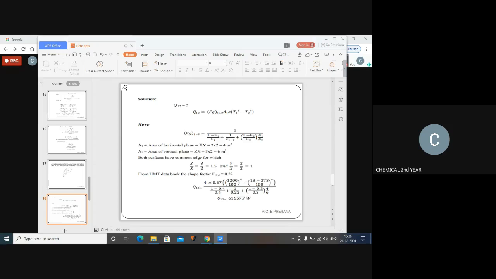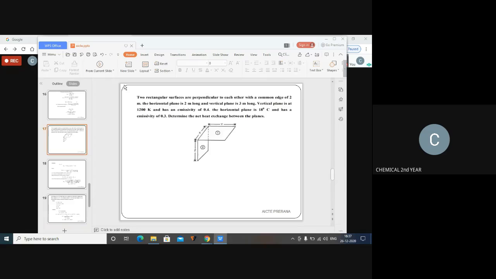Yes, after substituting all the values in the Q equation and simplifying, you will get the answer for Q as 61657.7 watt. Okay, that's all. Just have a glance.